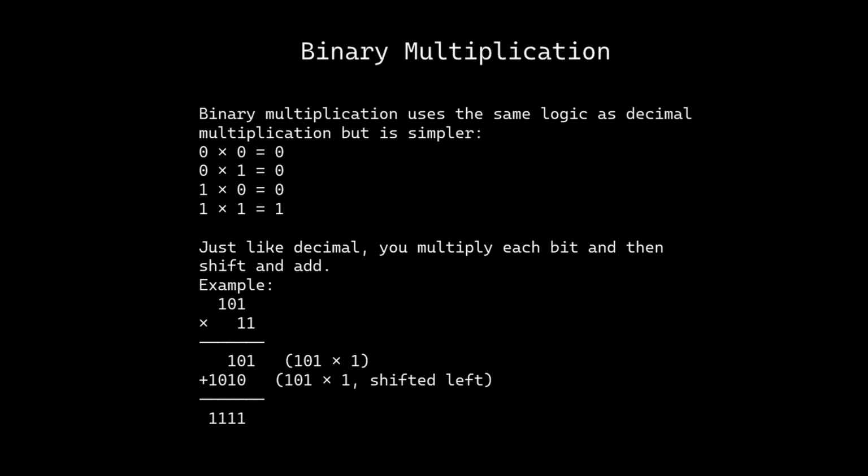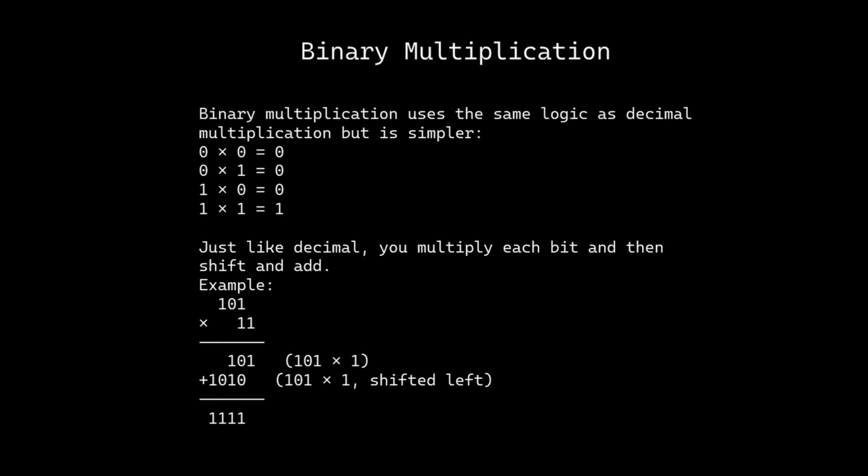Okay, we move to binary multiplication. Binary multiplication uses the same logic as decimal multiplication, but it is a lot simpler. 0 times 0, just like in decimal, is still 0. 0 by 1 is 0, and 1 by 0 is 0. So anything times 0 is 0, just like I've already said in decimal, and 1 times 1 is 1. So here is an example.